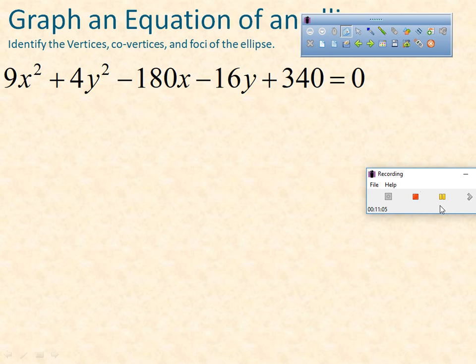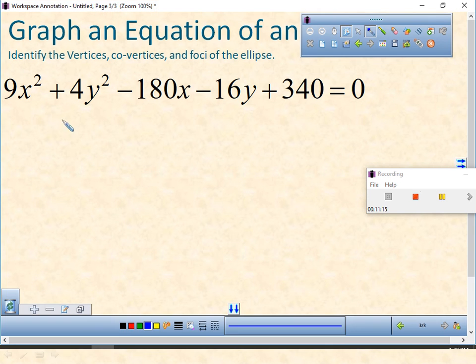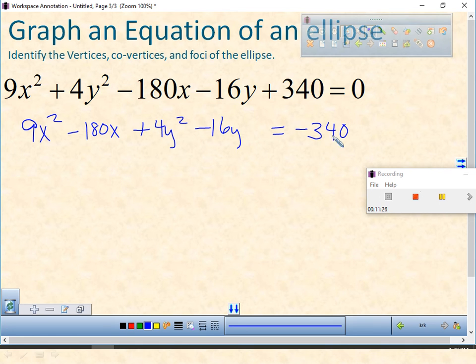All right, so with this problem, what's your first step when you see this on a test? And it's an ellipse. Group and move. So hopefully you rewrote this as 9x squared minus 180x plus 4y squared minus 16y equals negative 340. So that's your first step, group and move. Your next step is factor. But you see what I did here? I made you have to factor both of them.